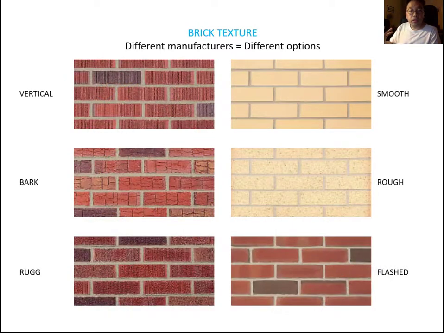Next, we talk about the brick texture. The brick surface texture is important in deciding the overall appearance. The brick can be dramatically changed by texture. There are various texture options available. You can see the vertical texture, smooth texture, bark texture, rough texture, log texture, and flashed texture. You remember how we can make this darker brick? Depending on the higher temperature or longer firing time, you can get this darker brick tone.